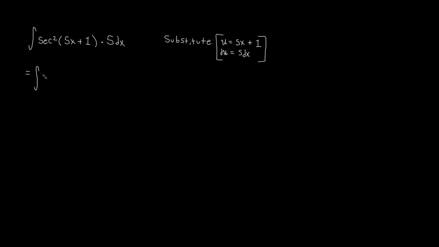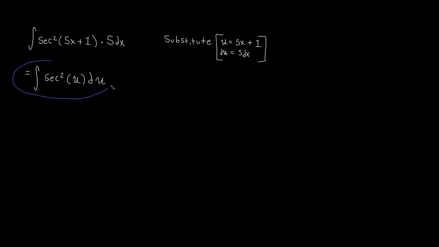We have our integral sign, and then we're going to bring down that secant squared because we haven't done anything to it yet. We're just going to substitute u for 5x plus 1, and then we're going to substitute du for 5x.